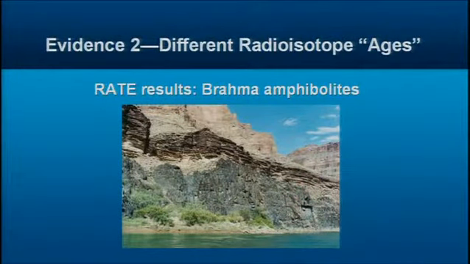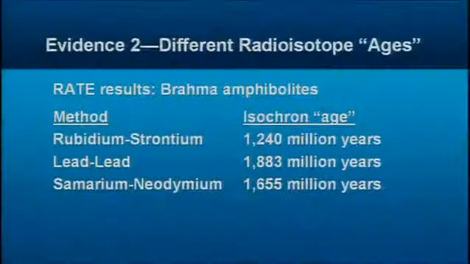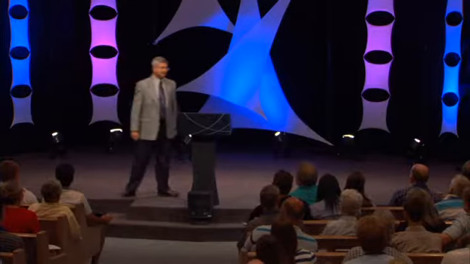Not very good. We go to another rock unit, got a strange name, amphibolite. It's actually a metamorphosed basalt, ancient lava flows that were heated up and changed. Their mineral composition changed. And guess what? Rubidium-strontium gave an age of 1,240 million years. Uranium-lead gave 1,883 million years, and samarium-neodymium, 1,655 million years. Now, you don't have to know all the technicalities to see that those numbers are not the same.